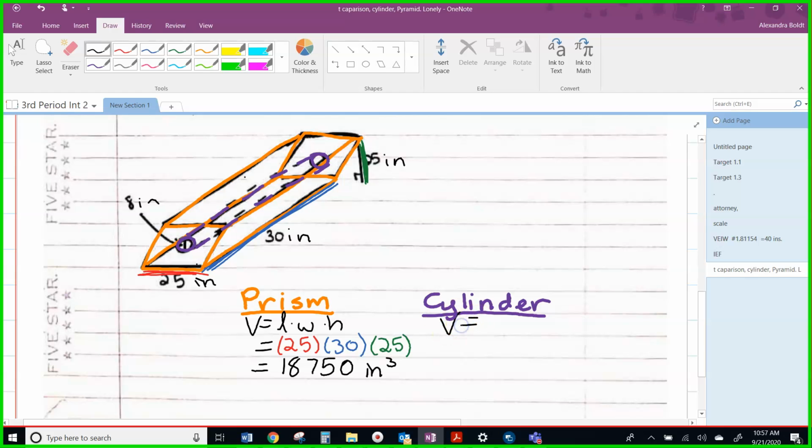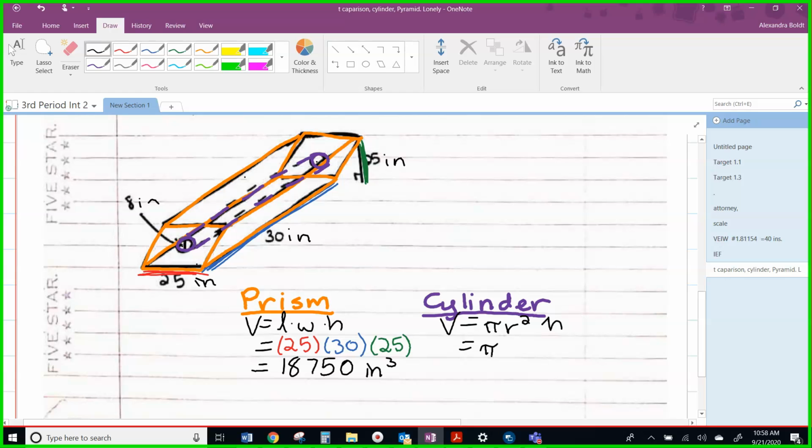Remember, a cylinder, again, it's a circle here and a circle there. There's no point that it goes to, so there's no 1/3. And then since it's a circle, we use pi r squared times height. There are ways of remembering these formulas. Pi is not a variable.